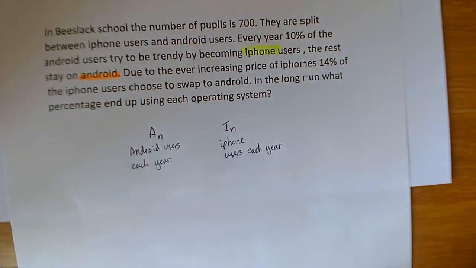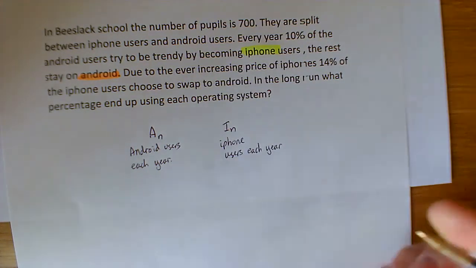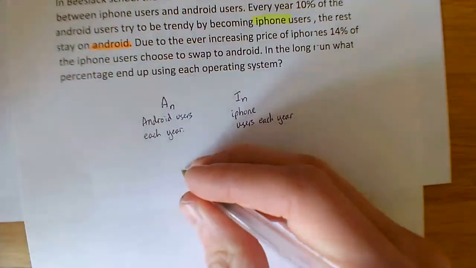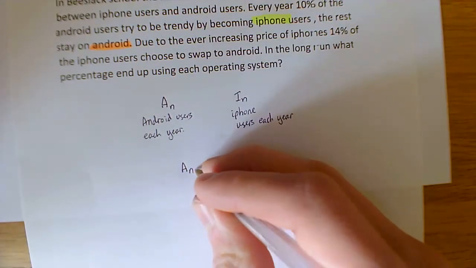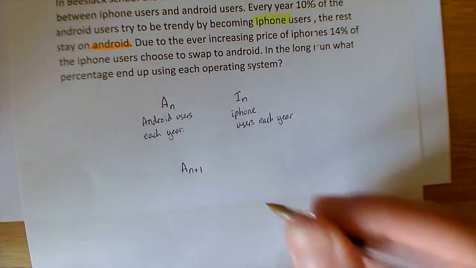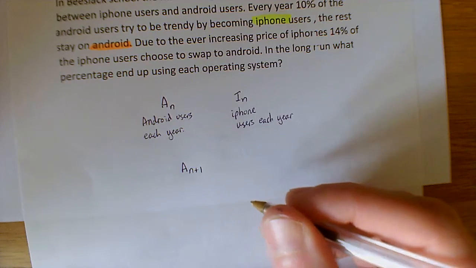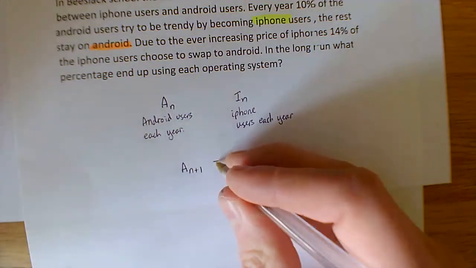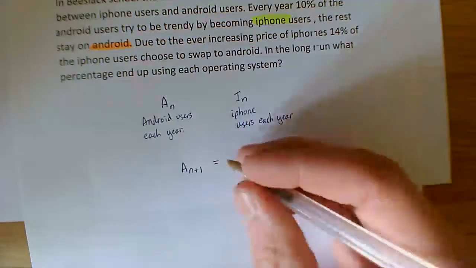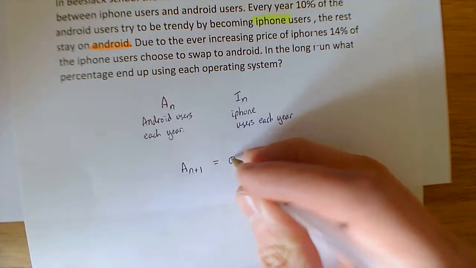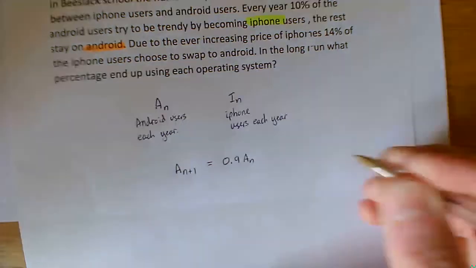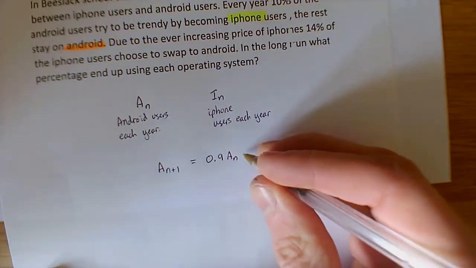Now, it doesn't matter which one of these two you track. At the moment, I'm going to follow Android users, but if you've done it for iPhone users, it will all still work out. You can still figure out the same answer. So the number of Android users, well, 10% of the Android users switch. That means the number of Android users is only 90% or 0.9 of the Android users we had last year that have stayed on Android.